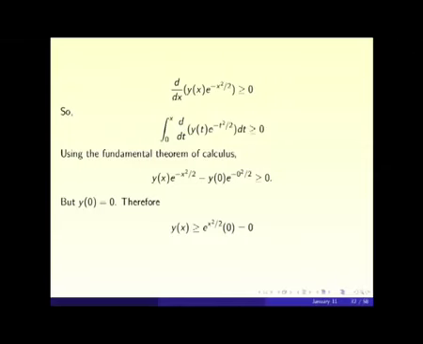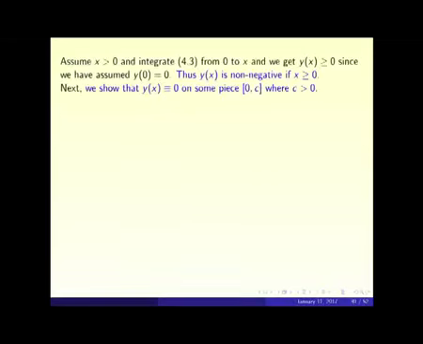This is 1, and y(0), remember, was 0. Therefore, we get y(x) is greater than or equal to e to the power x squared by 2 into 0, which is 0. So we have concluded that the solution is non-negative. We have concluded that y(x) is non-negative if x is greater than or equal to 0. Now we shall show that y(x) is actually equal to 0.